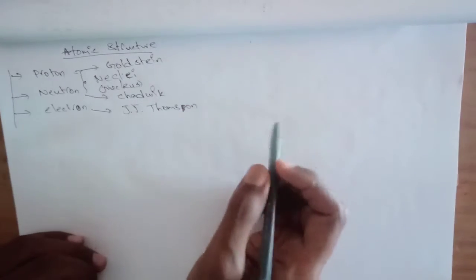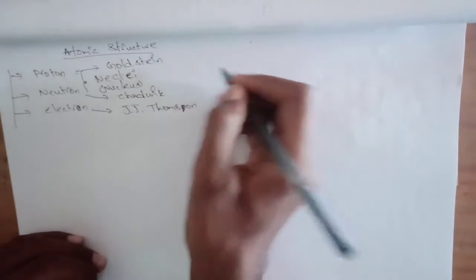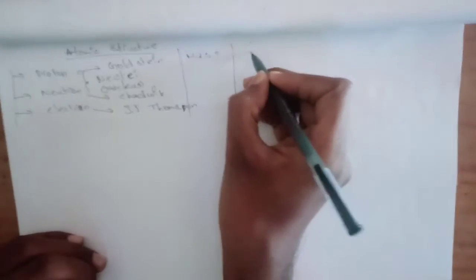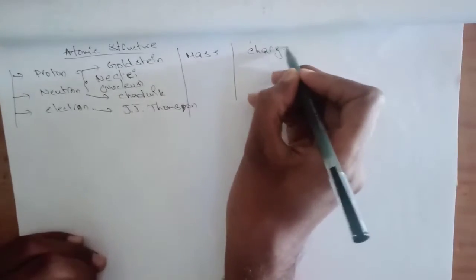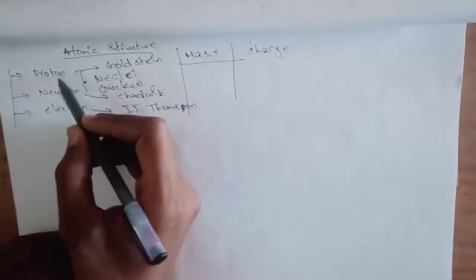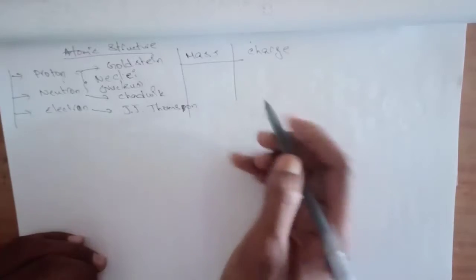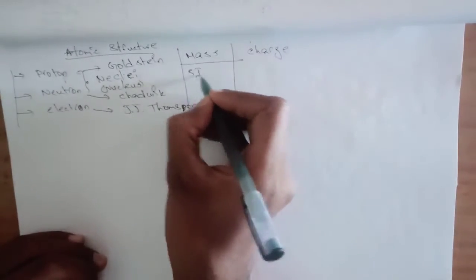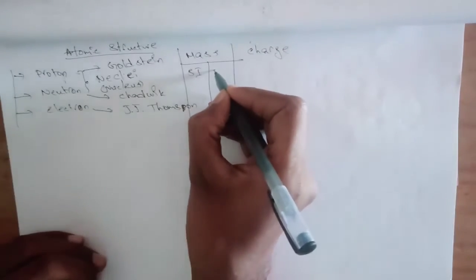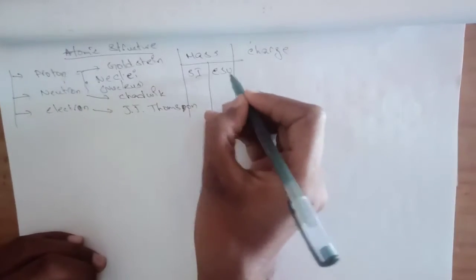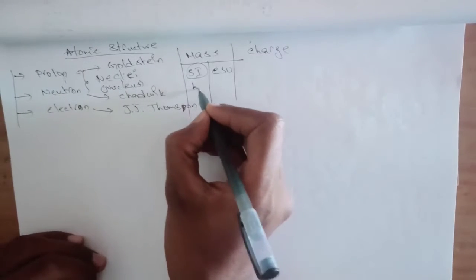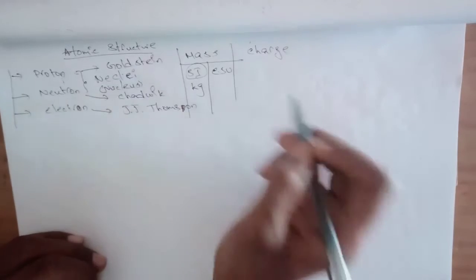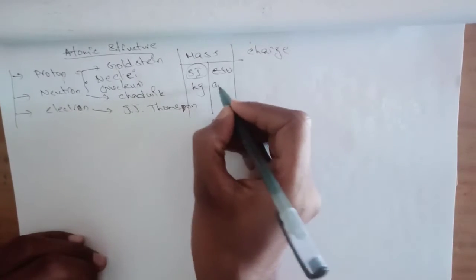In this concept, we will come across terms like mass and charge. Mass for the proton, neutron and electron is defined in two terms: in normal SI units, and in another unit, the atomic mass unit. In the SI unit it is defined in kilograms.